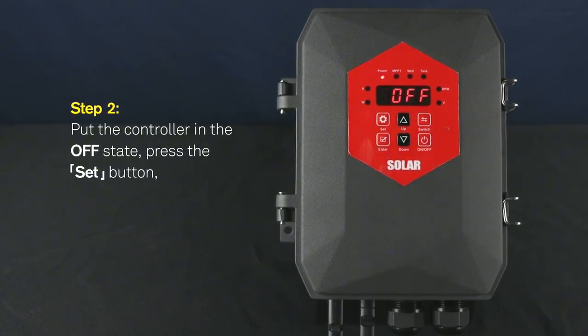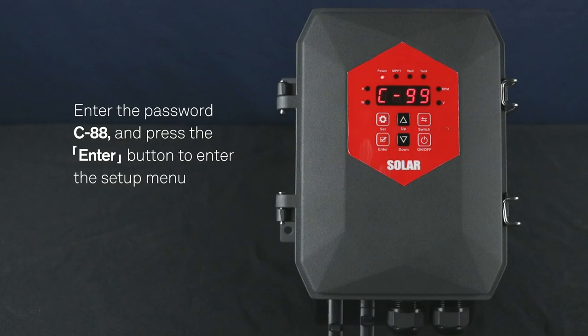Step 2. Put the controller in the off state. Press the Set button. Enter the password C88 and press the Enter button to enter the setup menu.